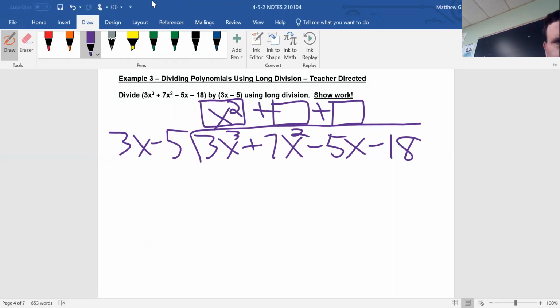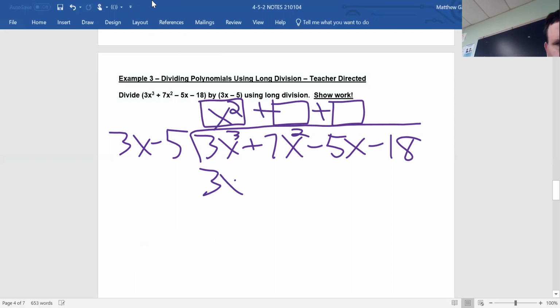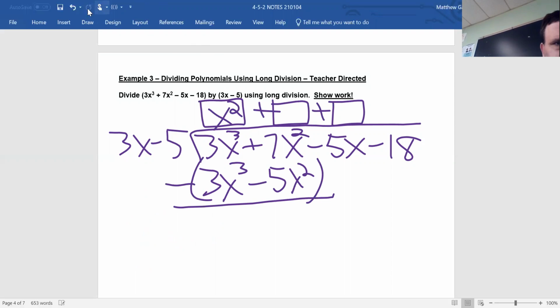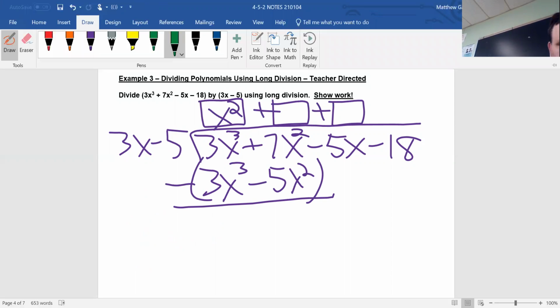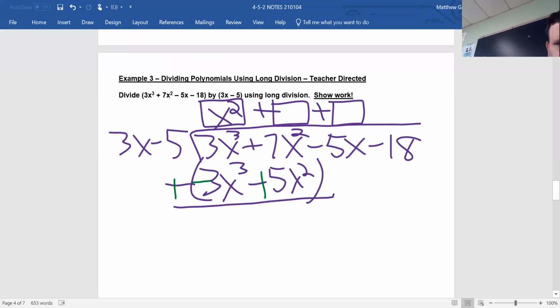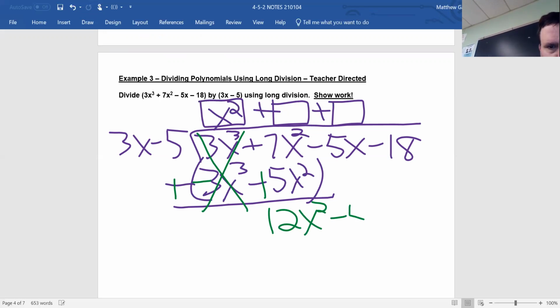X squared times 3x, well, that's 3x cubed. And x squared times negative 5, well, that's negative 5x squared. Subtract going down. So add the opposite. 3x cubed cancels. And 7 and 5 is 12. So we got 12x squared minus 5x.